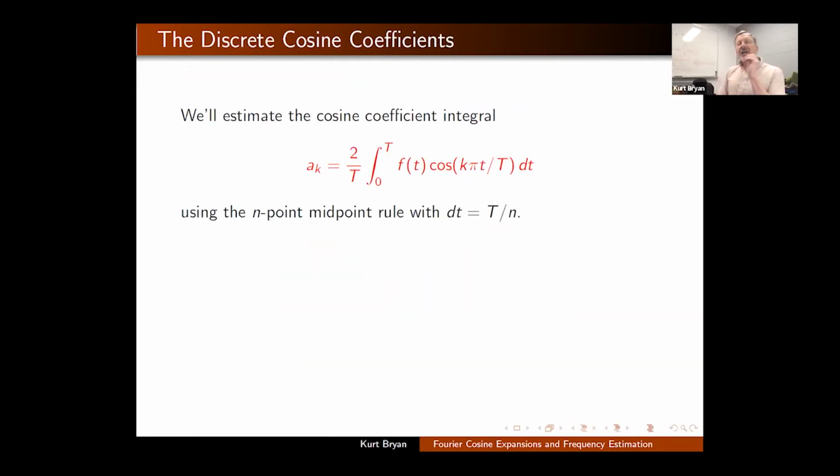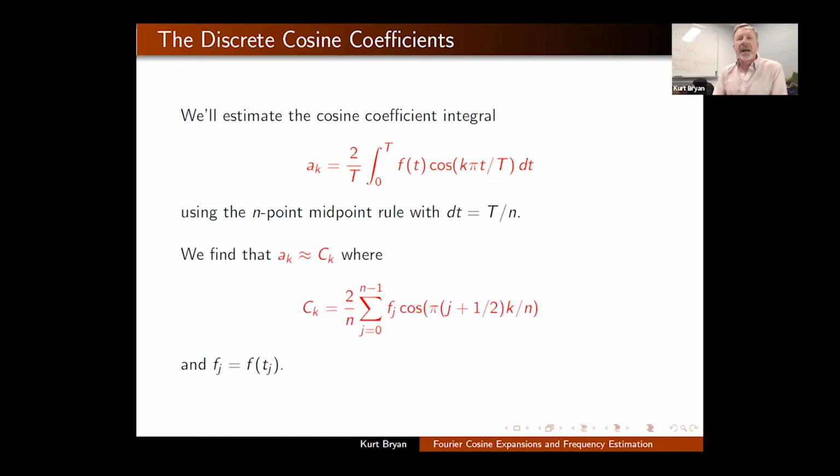So that integral right there, we don't have the function f(t), we have its sample values at equispaced times. We replace the integral with the midpoint rule approximation, and it looks like this. a_k is the true cosine coefficient. I use capital C_k to indicate the result of applying the midpoint rule to this integral right here. And the f_j's here are the sample values of the signal at those periodic times. We can compute the C_k if we have the samples f_j.